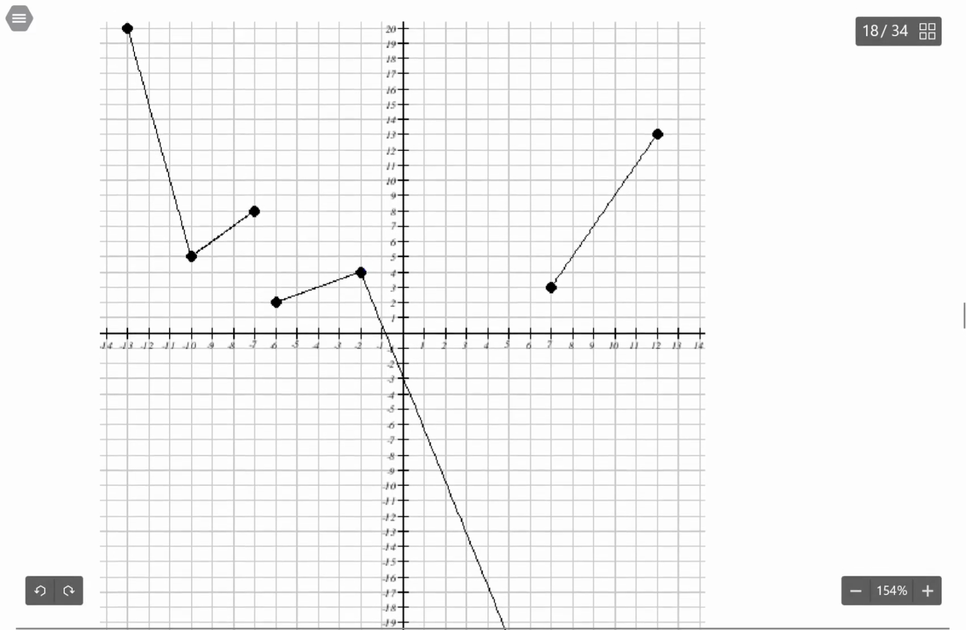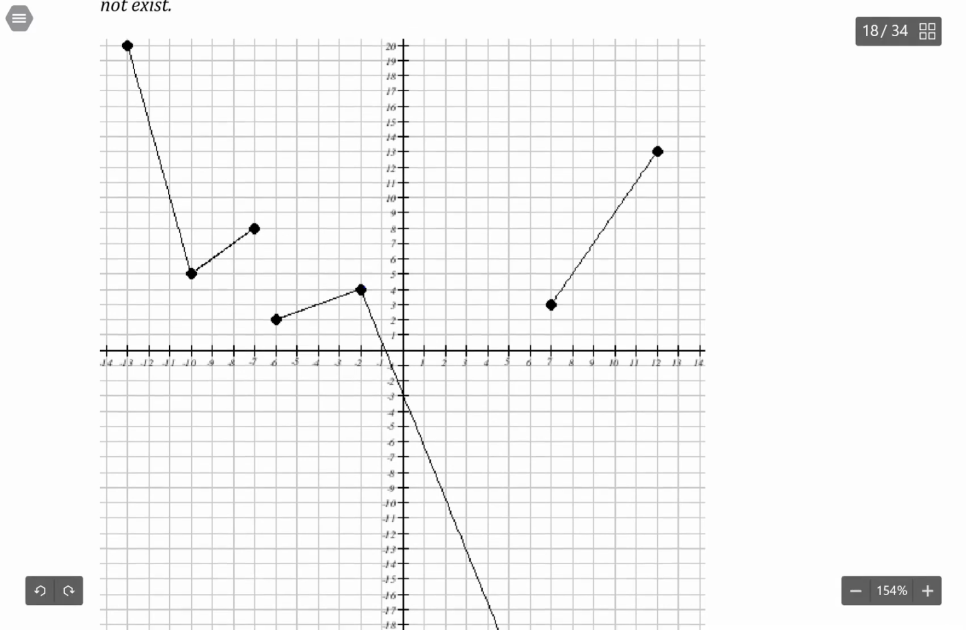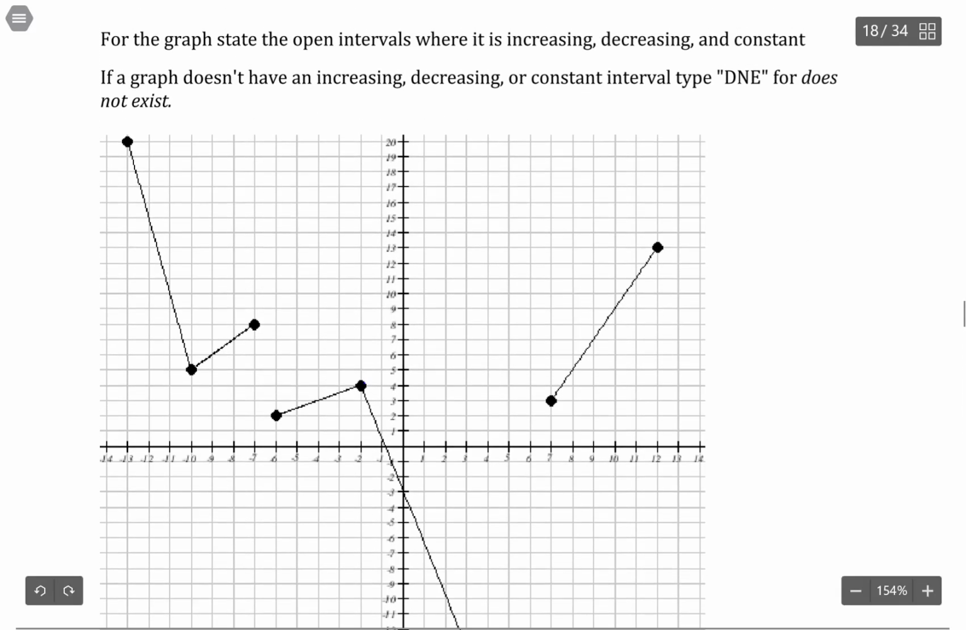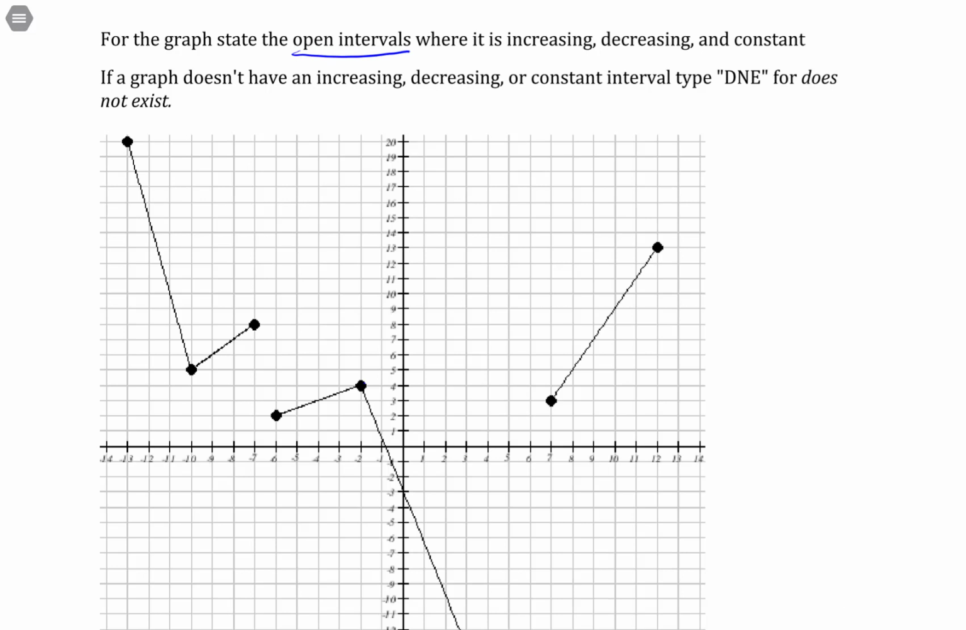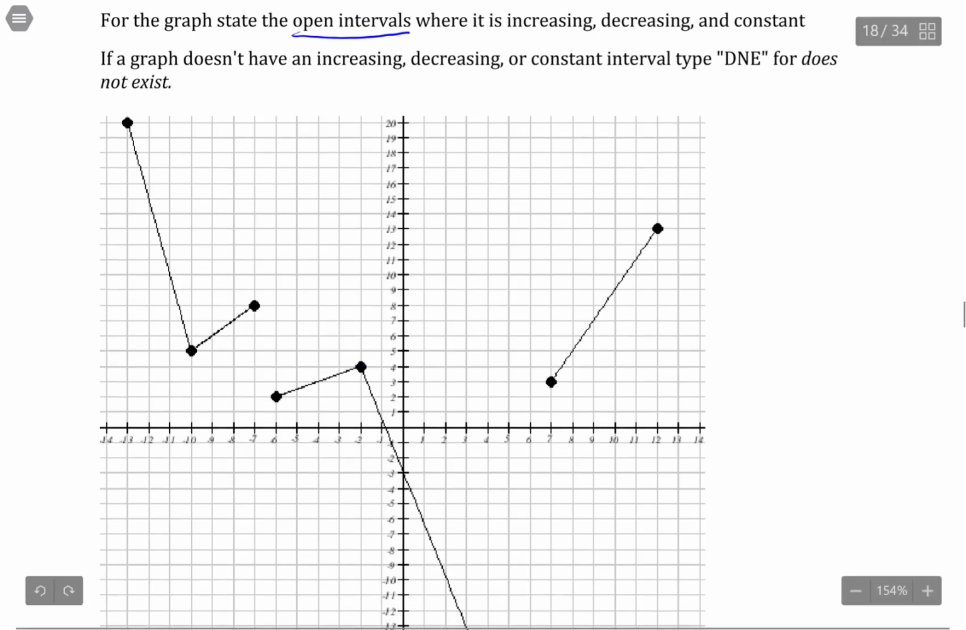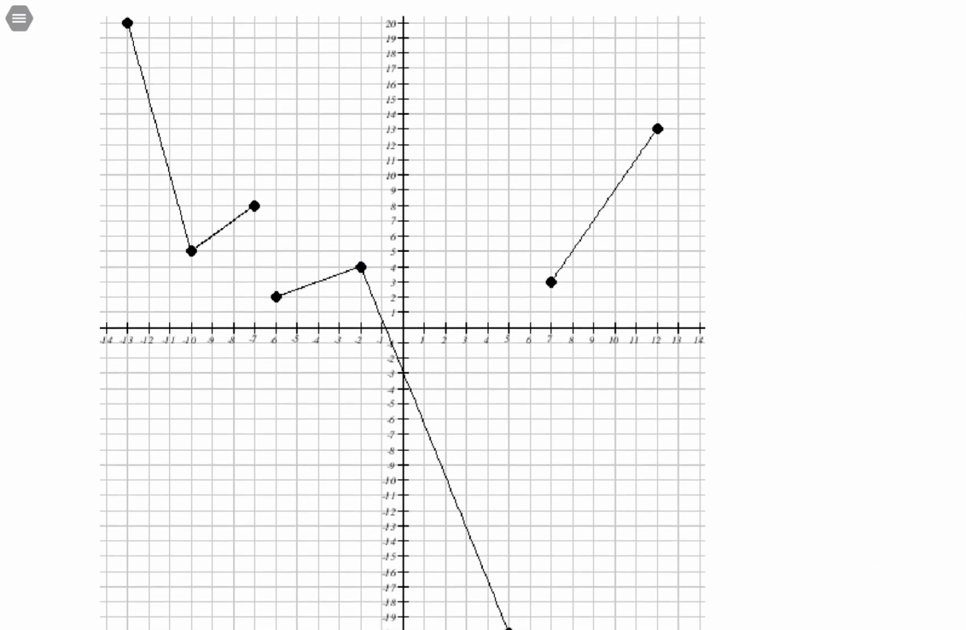So for this particular graph, we have some different segments of lines, and these segments of lines are depicted between closed circles. But do be careful in that the question is asking for the open intervals where it's increasing, decreasing, and constant. So in the end, we don't want to include those endpoints. That's a common mistake when answering the final answer.